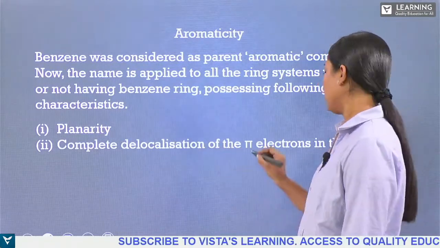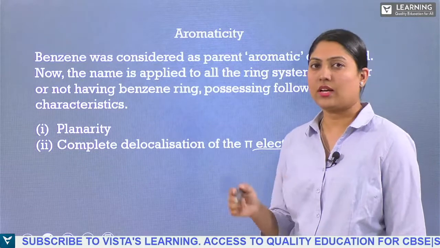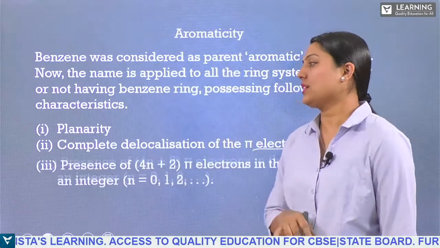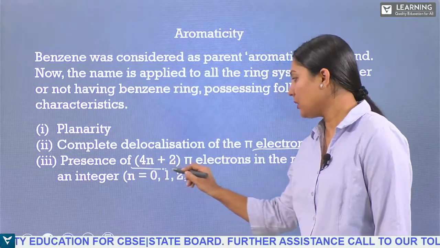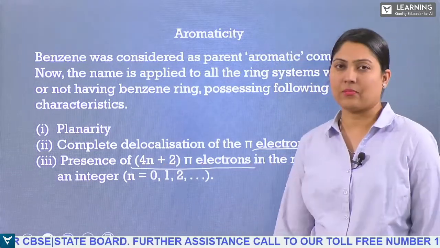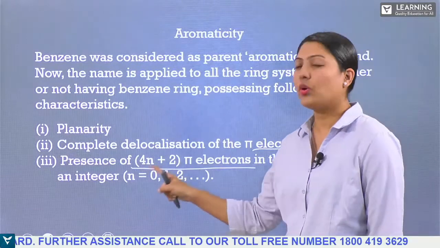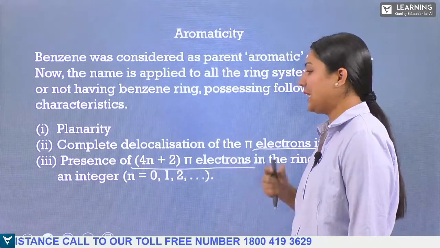Complete delocalization of pi electrons in the ring. They should have this moment of delocalization of pi electrons. And one important thing we need to remember is the presence of 4n plus 2 pi electrons.